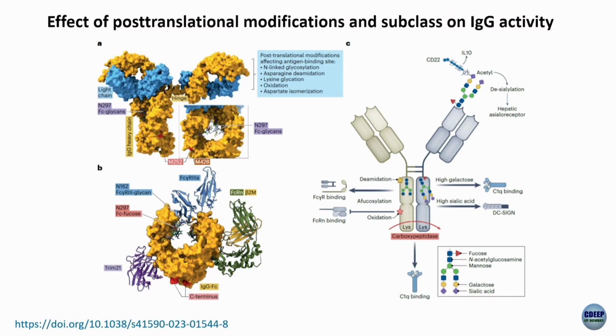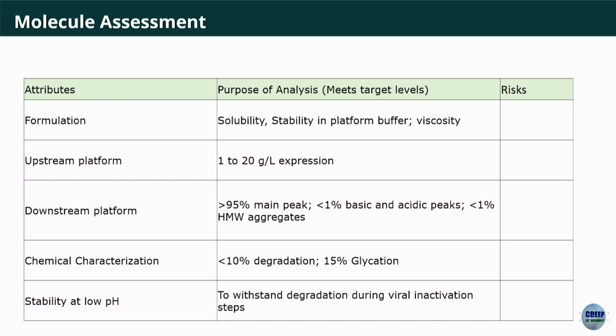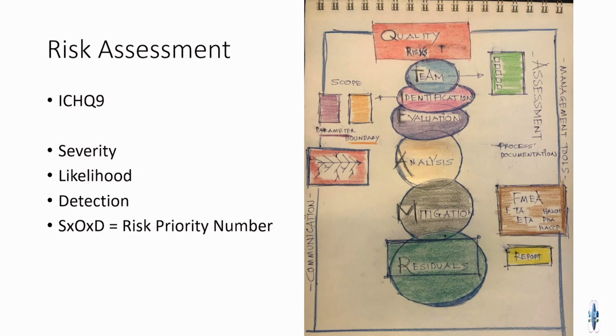Yeah. So again, this is another slide showing lots of post-translational modifications that all have to be measured through the molecule assessment process. Ravi talked about the risk assessment, where you have to look at severity, likelihood, and detection of risks.